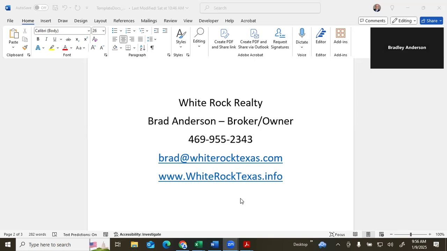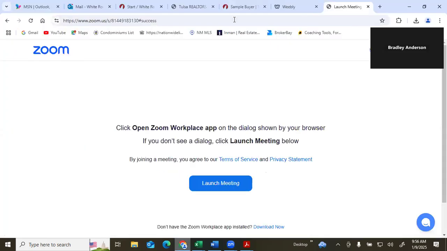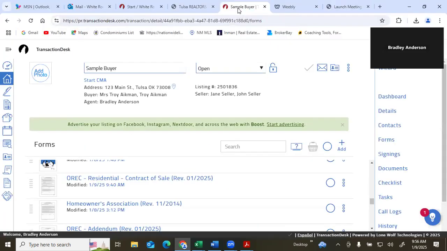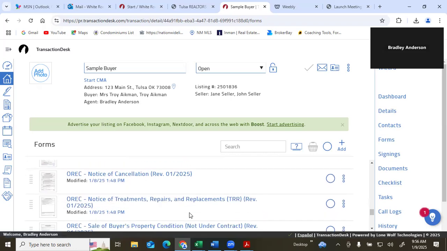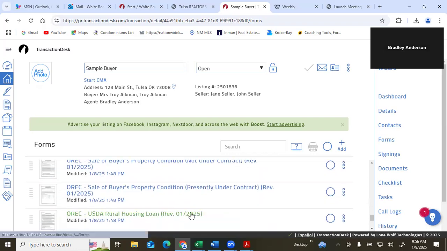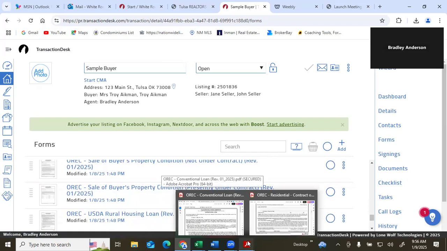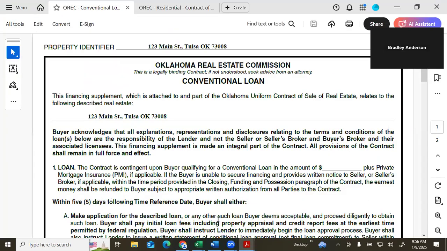So without further ado, let's go into the contract that I wanted to review today. All right. So this is the form I wanted to review today.